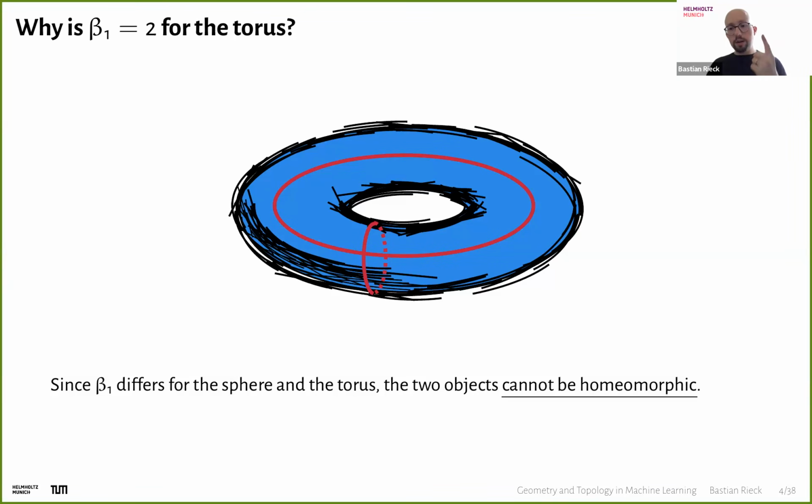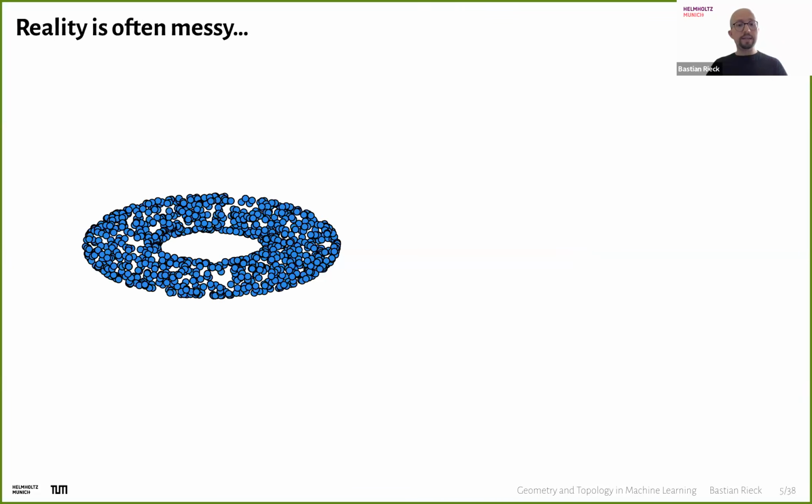We have 2 non-trivial loops that we can prescribe on the surface of the torus. And so since this differs for the sphere and the torus, we also know, since this is an invariant, that the 2 objects cannot be homeomorphic. Now, this is all well and good because we can distinguish between those 2 classes of objects, but in practice, life is a little bit more complicated, or I should say reality is often a little bit messy.